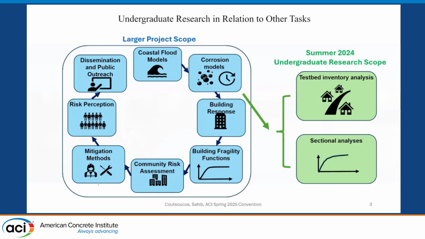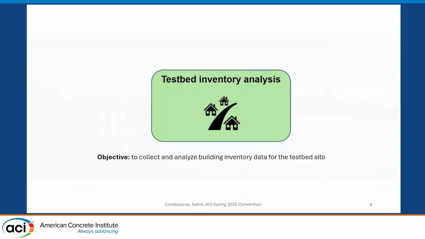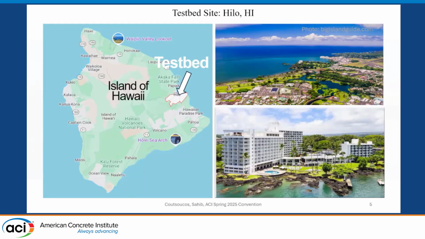Our presentation is only a small part of the entire project since it's a multi-year-long project with a larger scope. Our parts involved testbed inventory analysis and sectional analysis. The testbed inventory analysis focused on collecting and analyzing building inventory data for the testbed site, which in this case was the town of Hilo on the island of Hawaii. The town of Hilo is located on the shoreline, making it more susceptible to seismic events and coastal flooding. It's important to note that Hilo is an example community that was used for the purpose of the project.